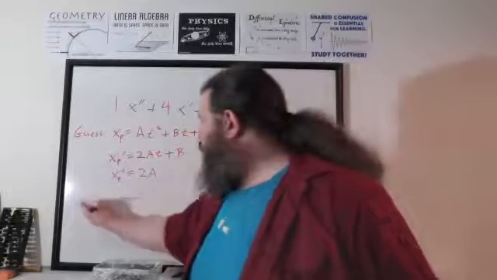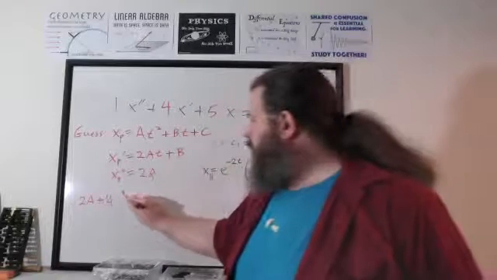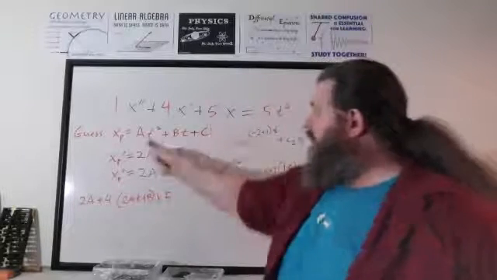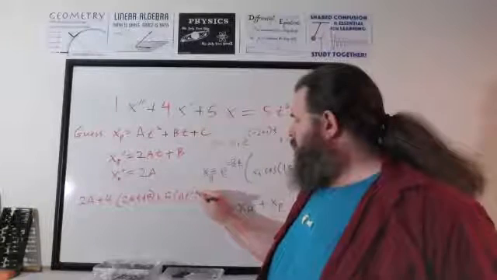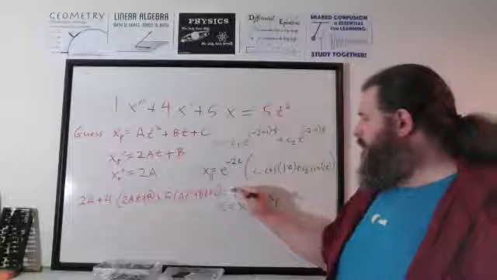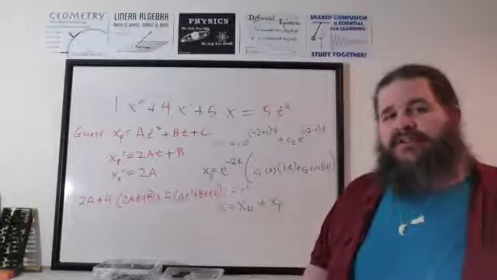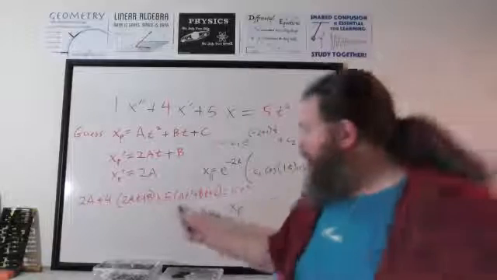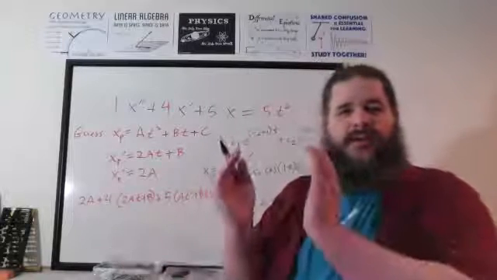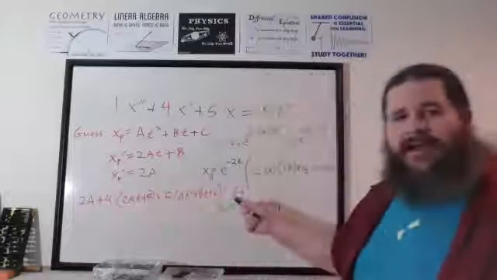X double prime plus 4 times x prime plus 5 times our guess has to equal 5t squared. And this looks like just one equation, but you can actually split it up into 3 equations, because once you simplify this, you'll end up with some coefficient, including probably a's, b's, and c's, times t squared. That coefficient has to equal 5.